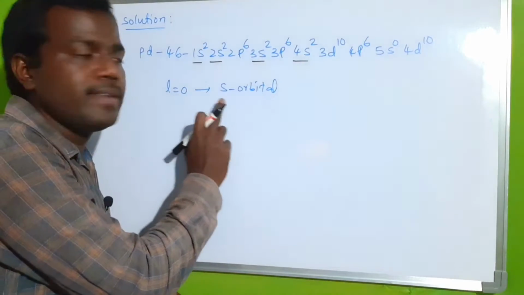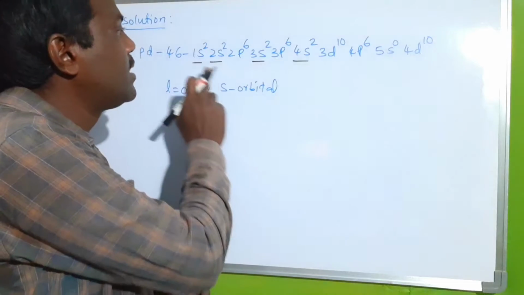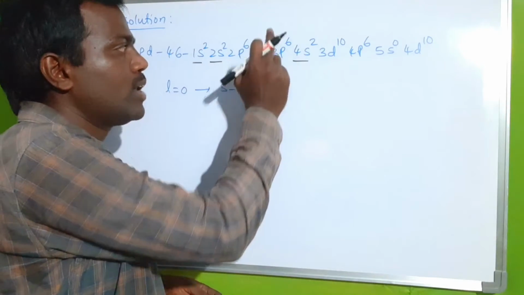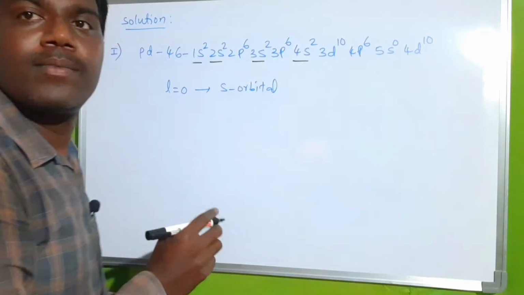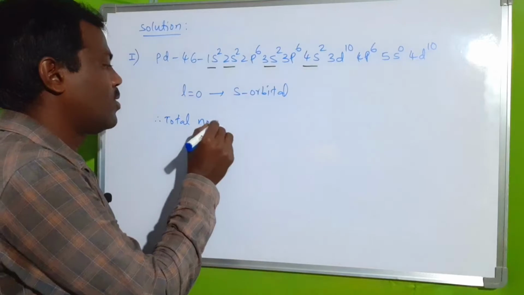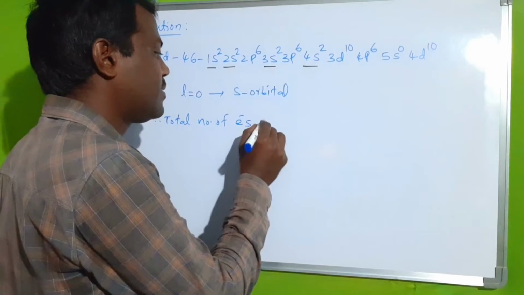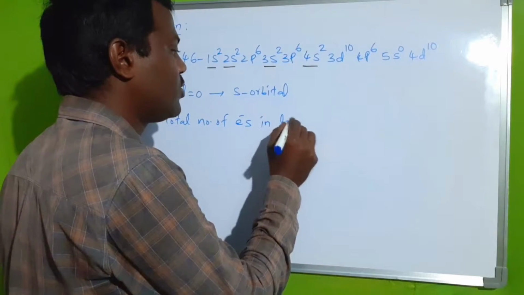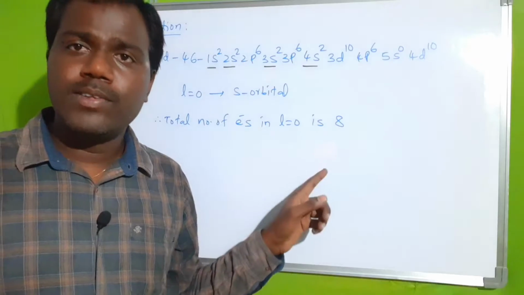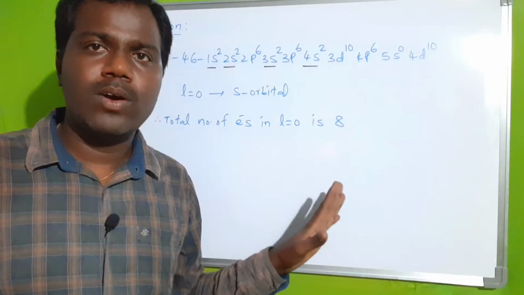L equal to 0 means s orbital. 1s contains 2 electrons, 2s contains 2 electrons, 3s contains 2 electrons, 4s contains 2 electrons. Therefore, the total number of electrons with L equal to 0 is 8. That's why statement 1 is wrong.